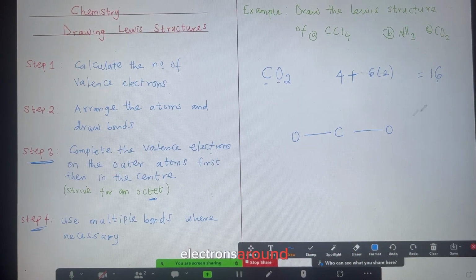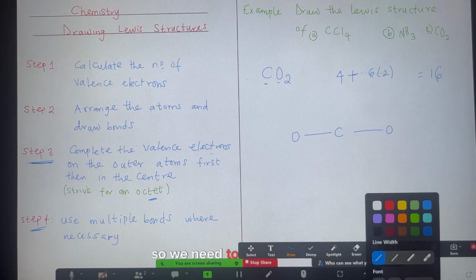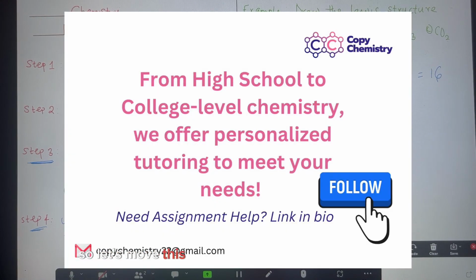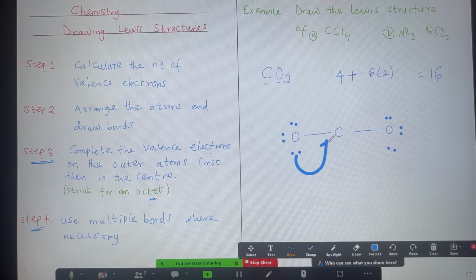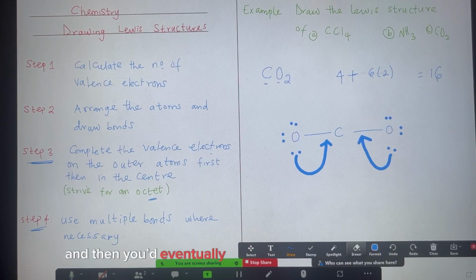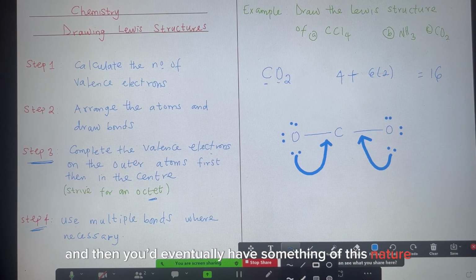Yes, let's drop 16 electrons around it. There's already 2 here, 4 here. So we need to do more stuff. 5, 6, 7, 8, 9, 10, 11, 12, 13, 14, 15, 16. It looks complete, right? It's just that the carbon is not happy, as I usually say. So let's move these 2 electrons to form a bond here. And that would mean that you have a double bond here. If we do the same thing here, this comes in like that, and then we would eventually have something of this nature.